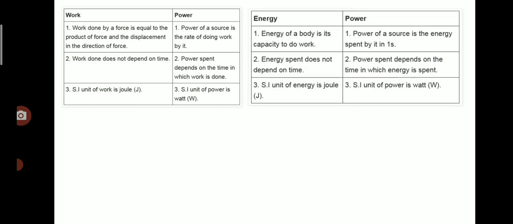Let us see the difference between energy and power. Energy of a body is its capacity to do work, while power of a source is the energy spent by it in 1 second. Energy spent does not depend on time, while power spent depends on the time in which energy is spent. SI unit of energy is joule, while SI unit of power is watt.